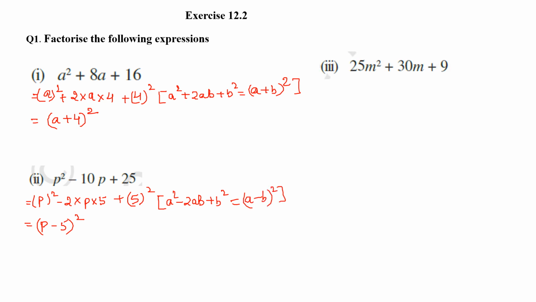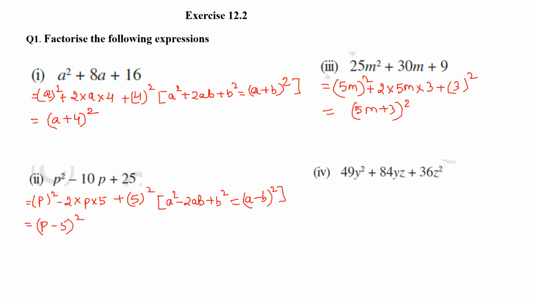Next, third one, 25m square plus 30m plus 9. Now 25m square I can write as 5m whole square, and 9 I can write as 3 square. Okay, now let's see 2ab, 2 into 5m into 3. When I multiply it, I am getting 30m. So this I can write in the form of a plus b whole square, which is 5m plus 3 whole square. And please mention the identity.